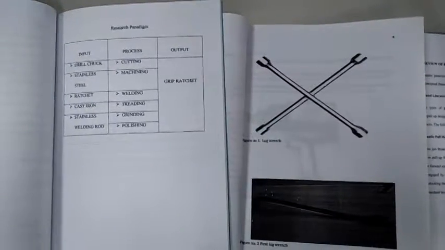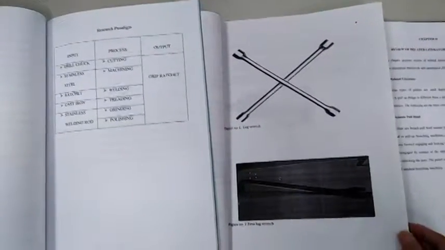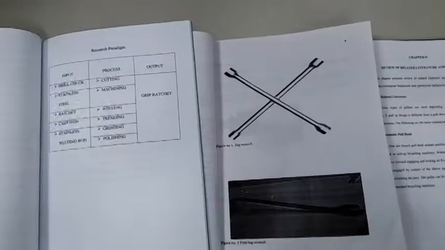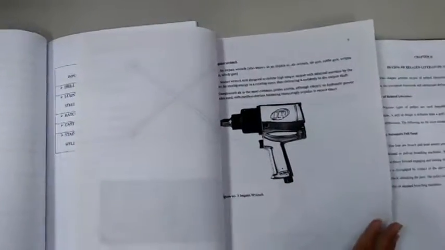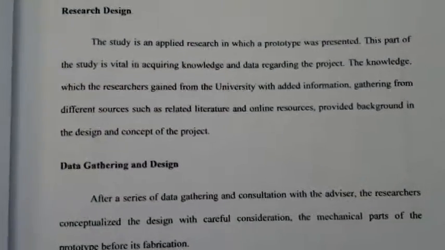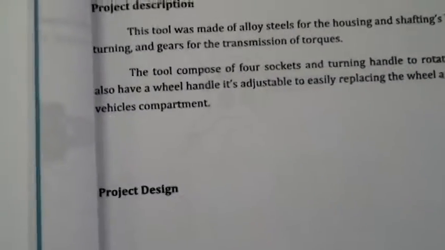Research 1 also have a research paradigm which shows the input process output of their proposal, while on the second proposal they don't discuss about the conceptual framework or the research paradigm. They only included figures and their meanings. Chapter 3. The researchers describe the research design, and this research design is descriptive, qualitative type of a research. They describe the project development, the parts and functions.